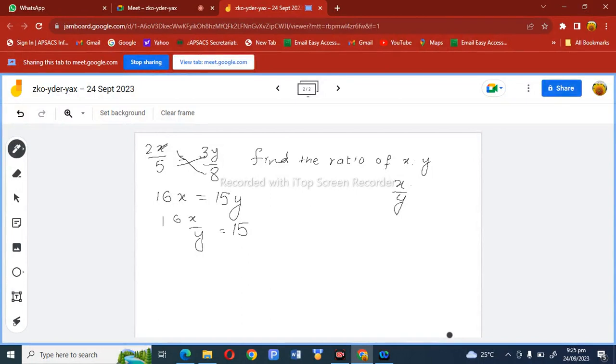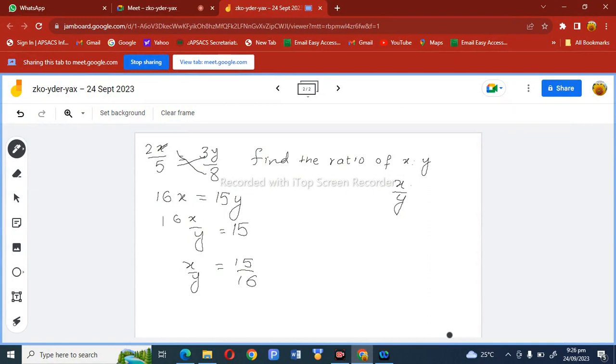This 16 is multiplying with the fraction x by y. So it's the rule, when something is multiplying on one side, if we come to the other side, it will be divided. So 16 is multiplying on this side. When it will come to this side, it will be divided. So it is 15 over 60. So this is how you can write down.